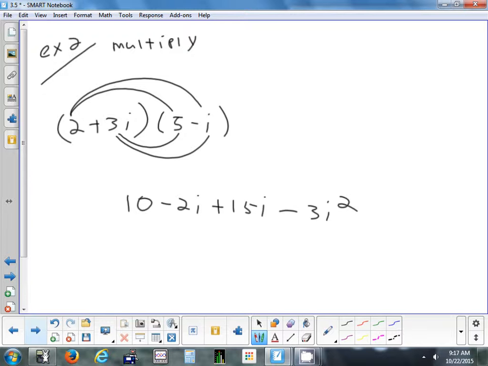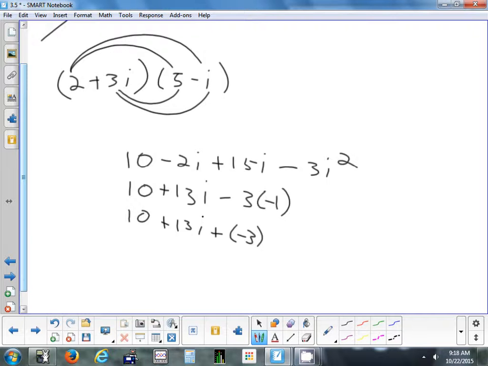Okay. And now this part, if you can do it in your head, that's good. We can do that in the future. I'll combine these like terms. Negative 2 plus 15. That's plus 13i. And now this, I'm going to do it in 2 steps, just so people can see it. You've got minus 3, but i squared is what number? It's a negative 1. So we've got 10 plus 13i minus 3 times negative 1. It's negative 3. And what happens here, you have minus a minus.